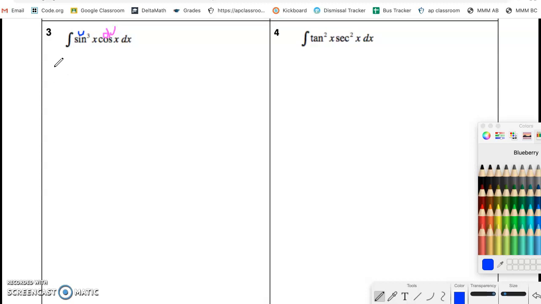So u is going to equal sine x and my du equals cosine x dx.